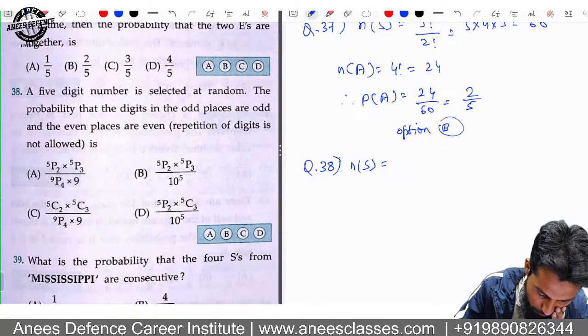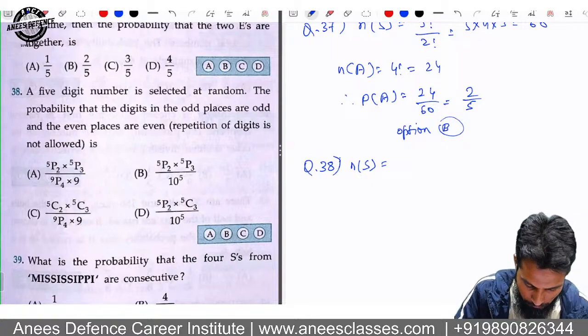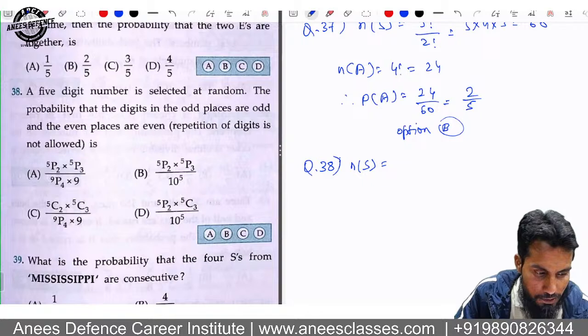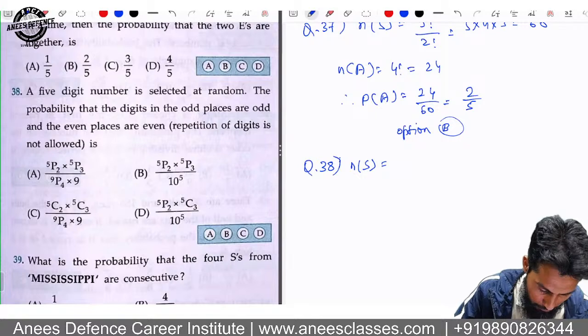How many 5-digit numbers can you make? So 9 digits are there. Yeah, repetition. 4 into 9. And what is the sample space? Yes, that is correct. A is correct.